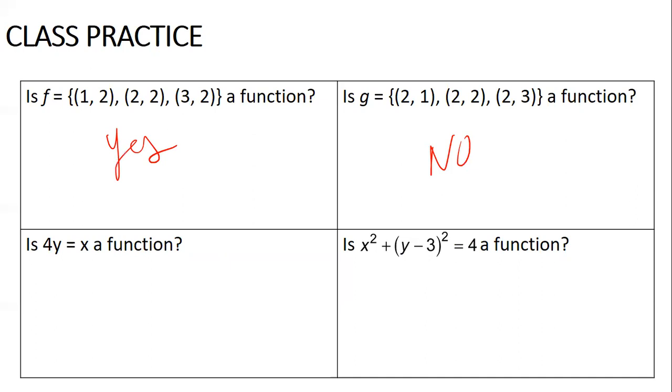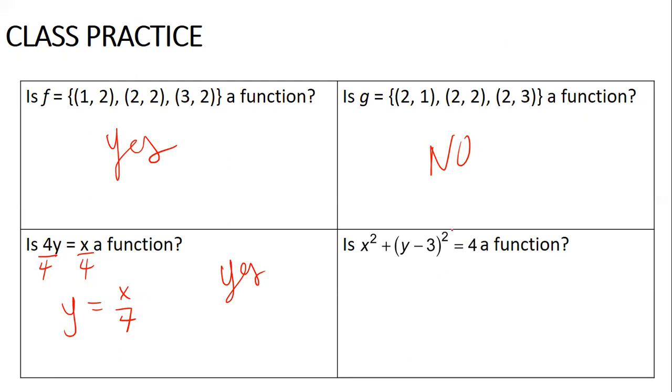Is 4y equal x a function? Yes. And why is it a function? Can I get y by itself? Oh, yeah. Yes, I can get y by itself by dividing by 4, right? So I get y equals x divided by 4. And this is a function because if I plug in 2, I'm only going to get 1 answer, right? If I plug in 3, I'm only going to get 1 answer.